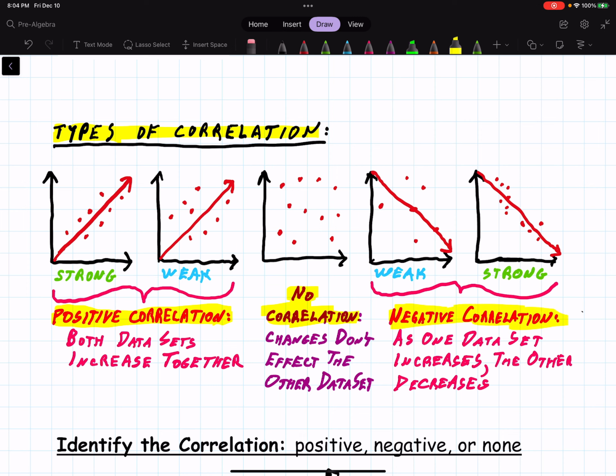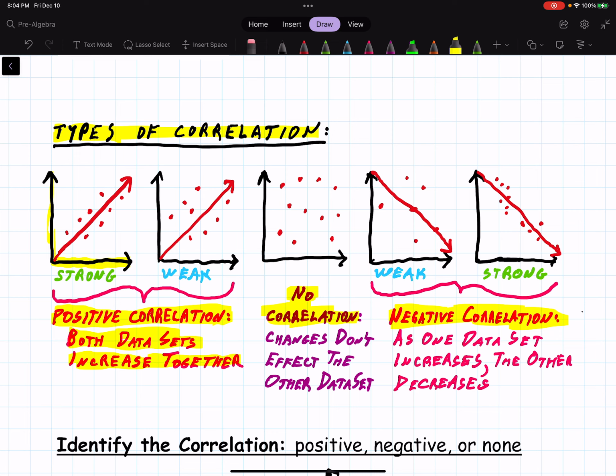First of all, if I have a positive correlation, that means both data sets, the one that I plot along the x-axis and the one that I plot along the y-axis, are going to end up increasing together. So as one data set goes up, so does the other data points.